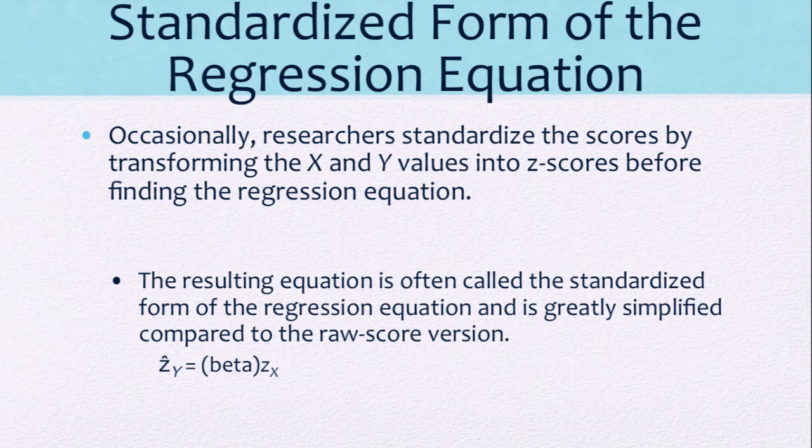Occasionally, researchers standardize the scores by transforming the x and y values into z-scores before finding the regression equation. And so the resultant equation is often called the standardized form of the regression equation and is greatly simplified compared to the raw score version. And so the equation is the predicted z-score of y is equal to beta times the z-score of x.